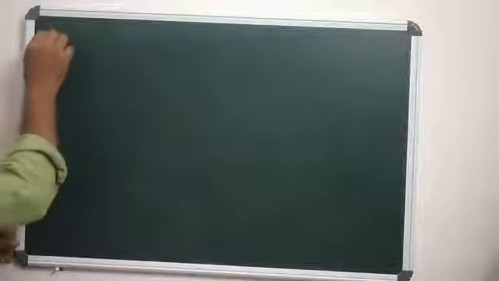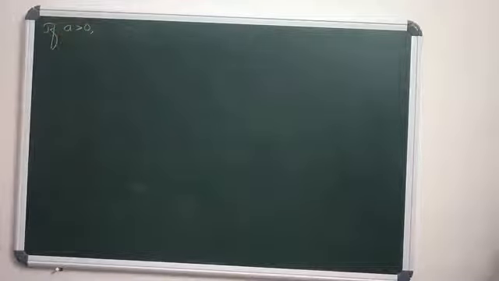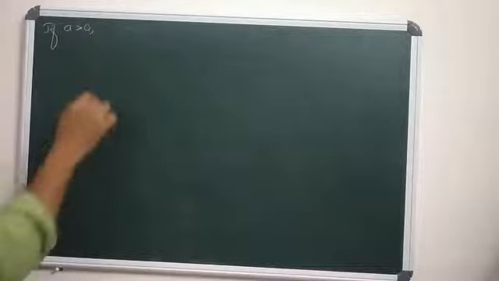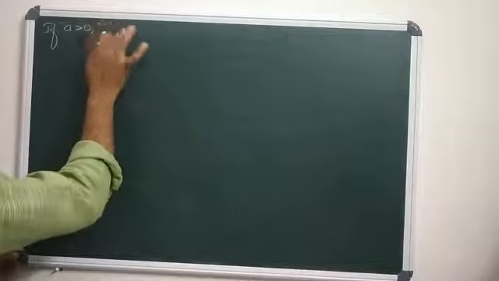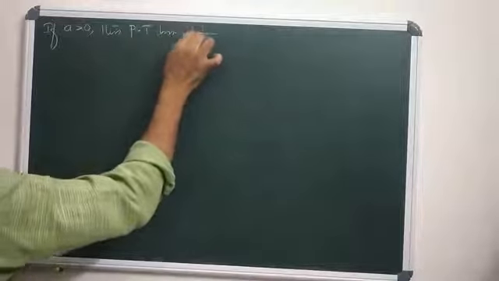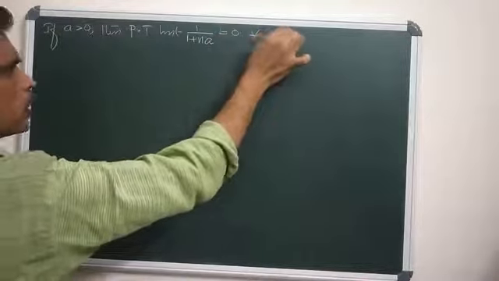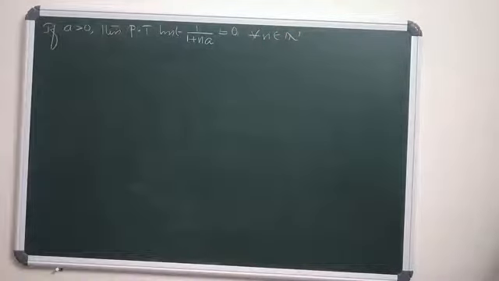Come to a problem. If a is positive, a greater than 0, then prove that the limit of 1 by 1 plus na equals 0 for all n in the natural numbers. How to prove this one?